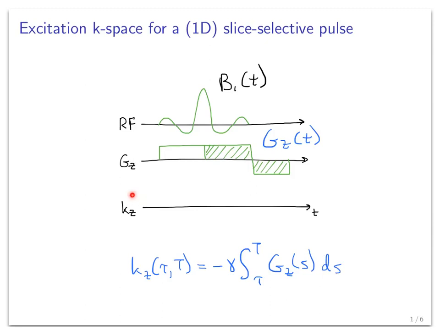So if we're looking way back here in time, before the pulse even starts, right? So let's say we're right here. The total amount of area under the GZ waveform is going to be positive, right? Now then we get a minus sign here, so we integrate the area, then we get a minus sign, so this guy is going to be positive, and then it's going to go negative. So before the pulse even starts, we're actually negative in excitation k-space, right?